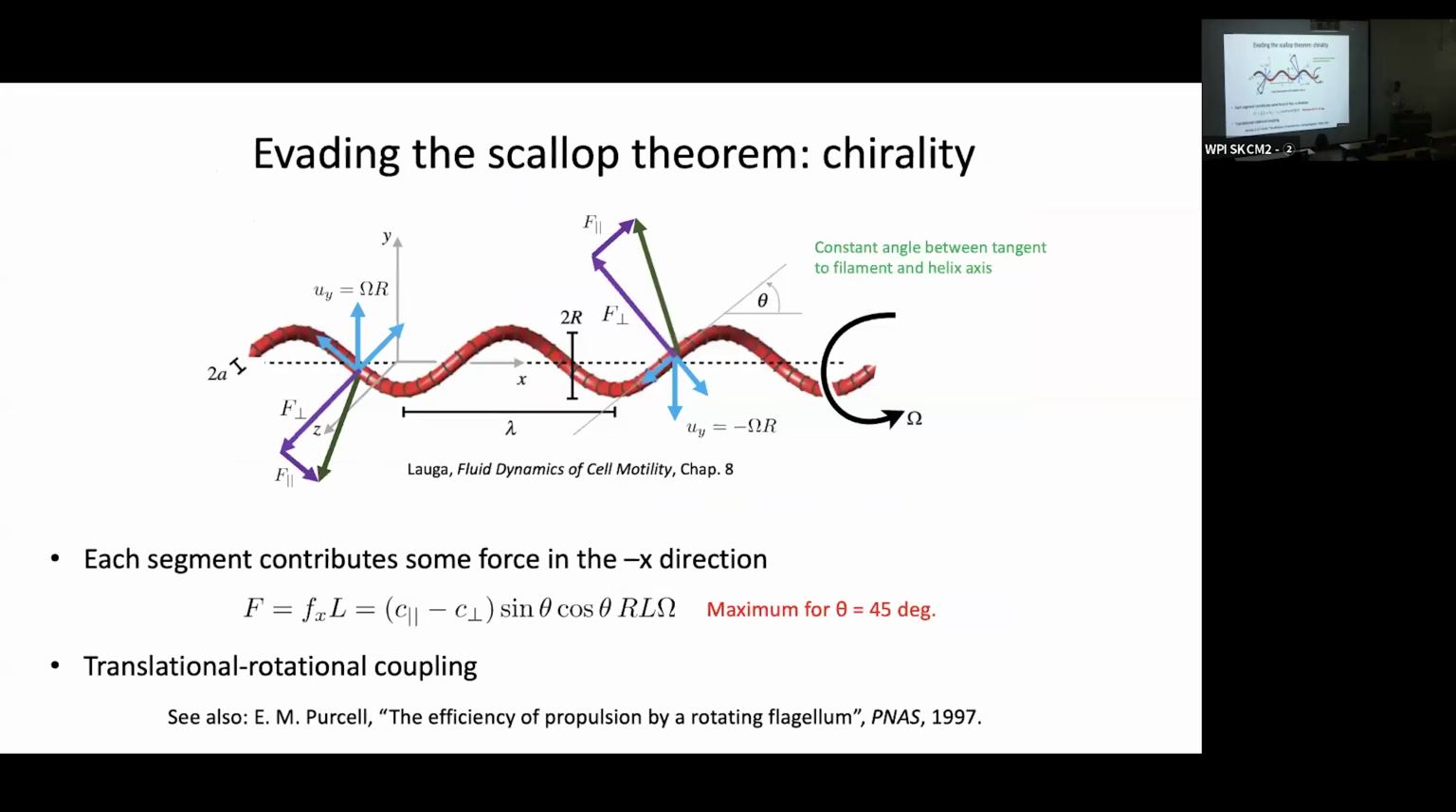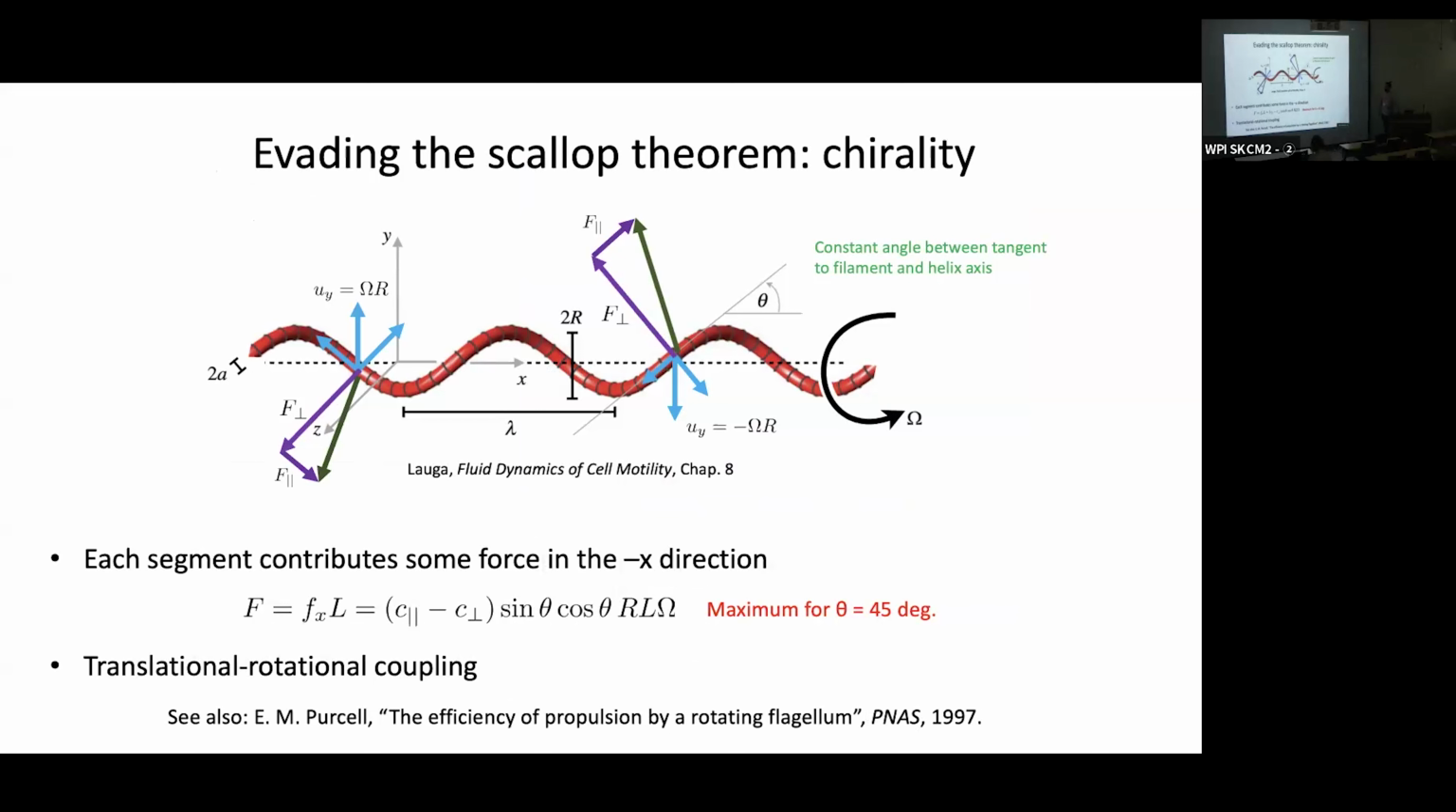Okay, since this is a chiral workshop, I'll bring back the helix and ask, how does the helix allow us to evade the no scallop theorem? Well, the helix has handedness. It doesn't look the same when we rotate it one way or the other. It doesn't look like a time reversible motion.